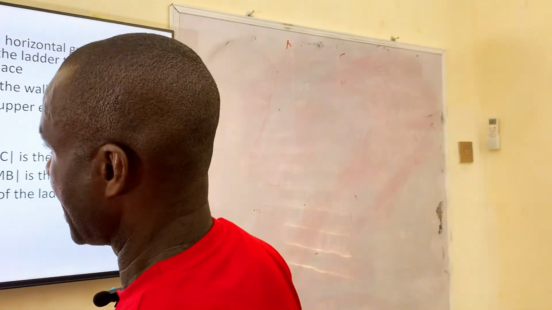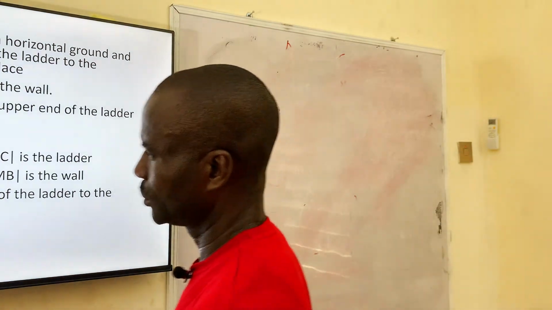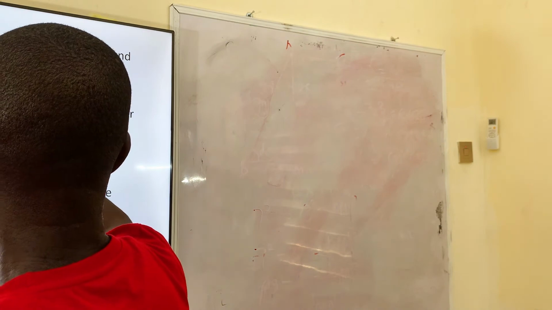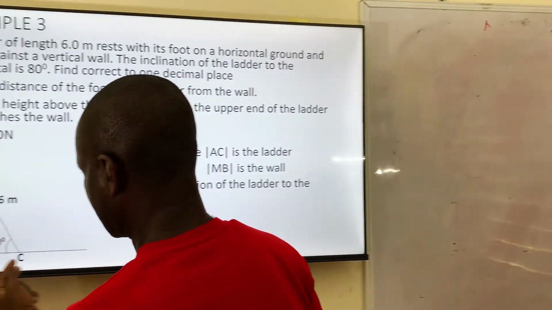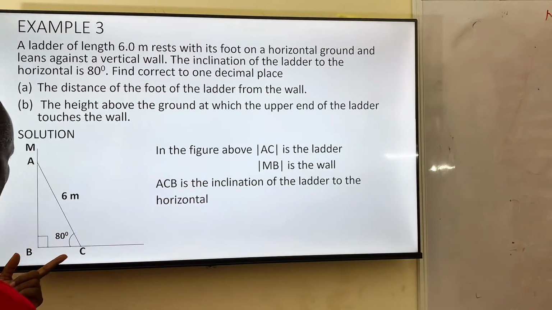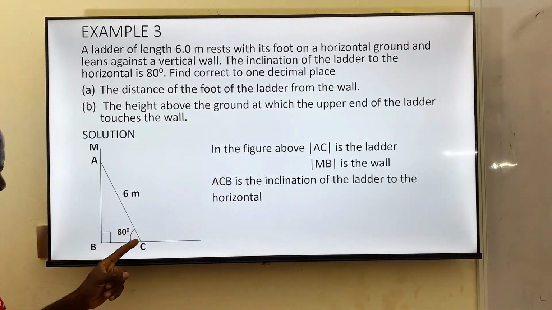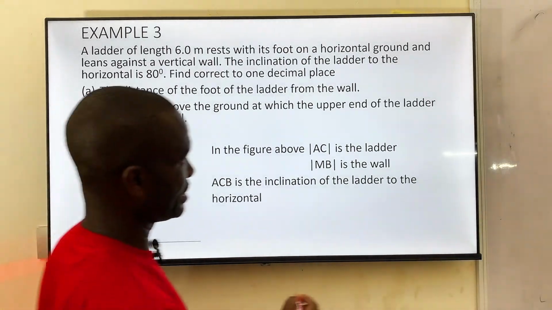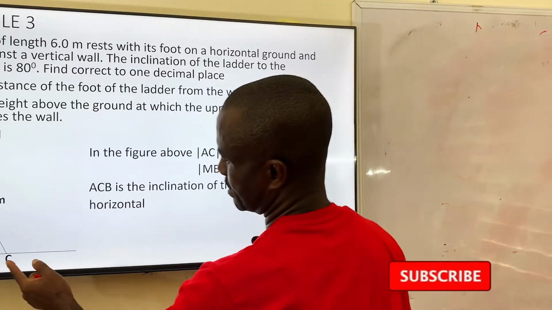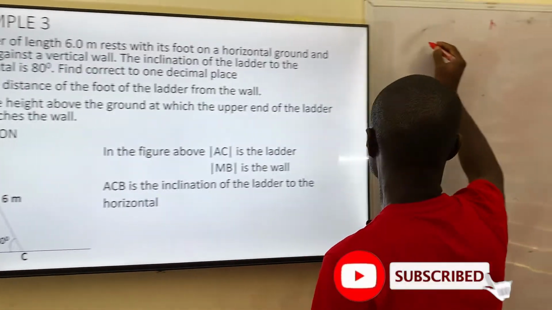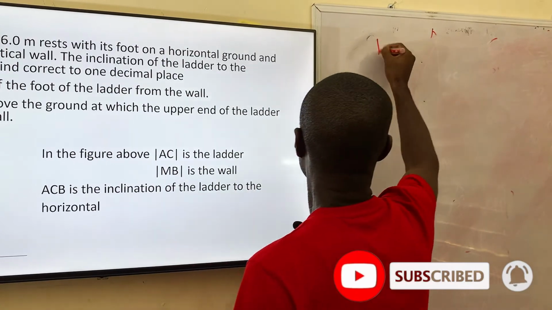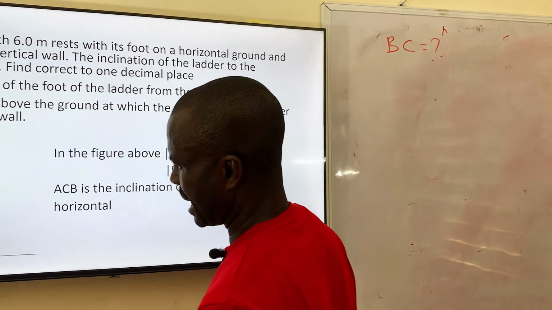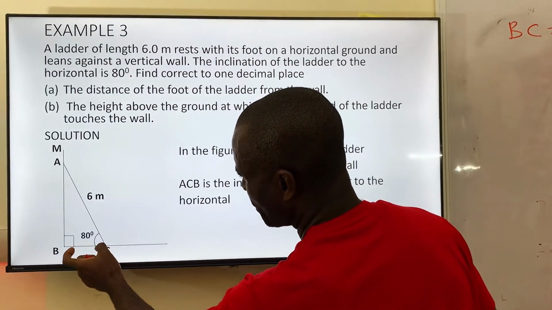Let's extrapolate this diagram. We are calculating the distance of the foot of the ladder from the wall, meaning we are calculating side BC. If you are calculating side BC, we'll be given the hypotenuse, which is this. So how do we calculate this? Meaning, if we label our BC, this is BC in question. So we'll be given the hypotenuse and we'll be given the angle. So how do we calculate BC?